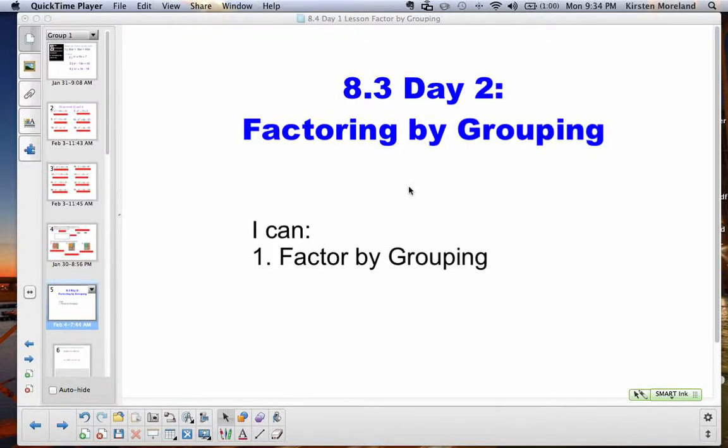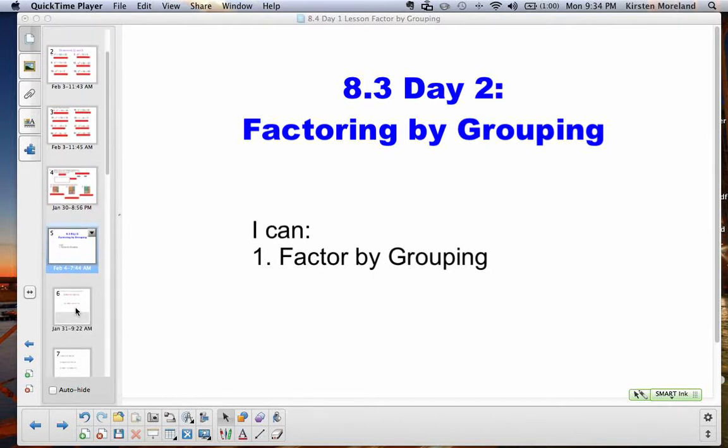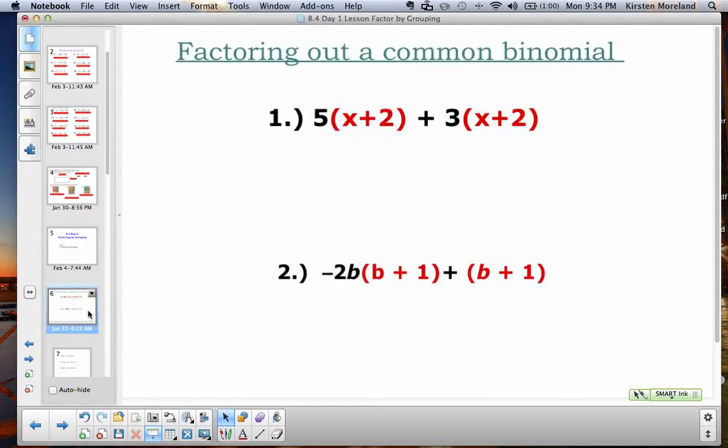All right, welcome to 8.3 day 2. It's called factoring by grouping. It's very similar to what we did. I would say that it's a combination of what we did 2 days ago and what we did yesterday. So the first thing is it's similar to what we did the first time by factoring out a GCF, but in this case the GCF is a group of things rather than just one.